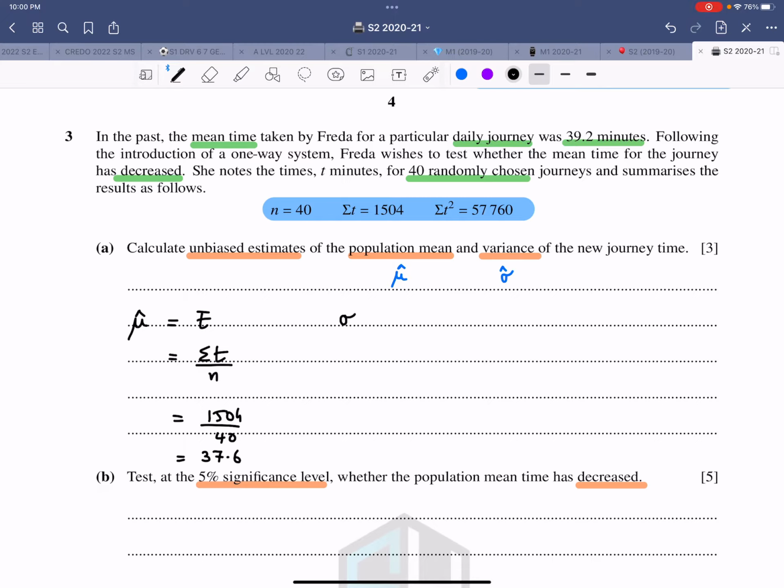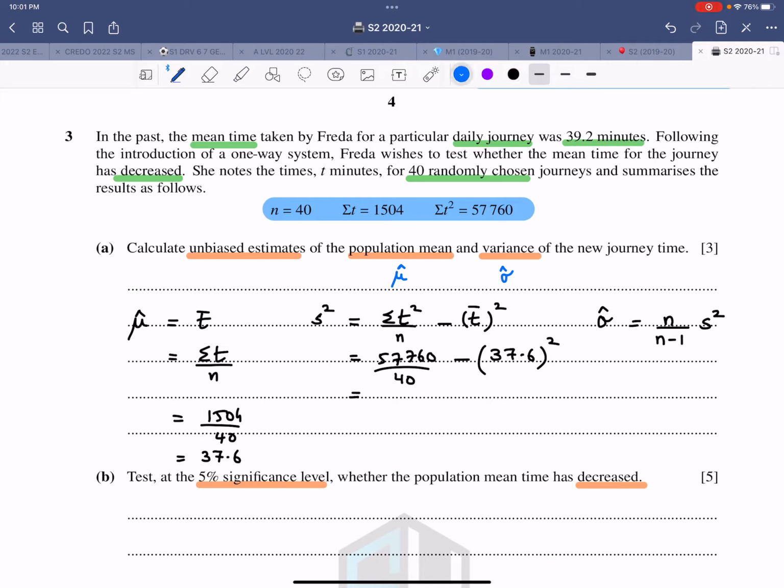Unbiased estimate of population variance, it's n over n minus 1 times sample variance. This is the formula I personally like to use. Of course, in the formula booklet there is a direct formula, people use that, but I'm just addicted to this formula. So therefore S square, the sample variance, that is sigma t square over n minus t bar square, that is 57760 divided by 40 minus 37.6 square. You will get the value for S square.